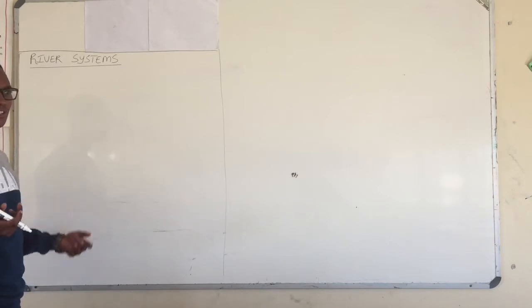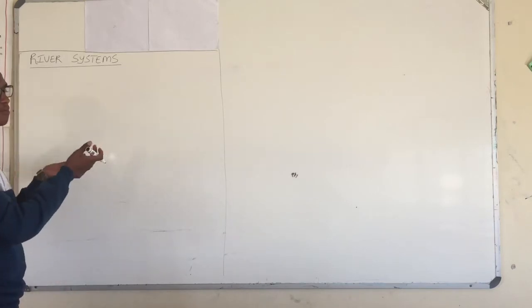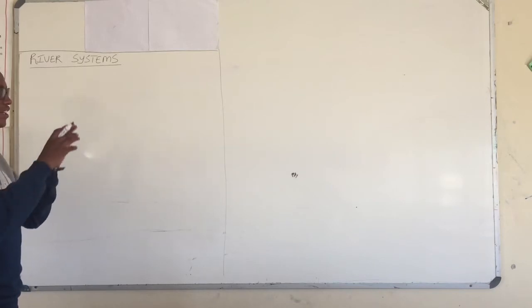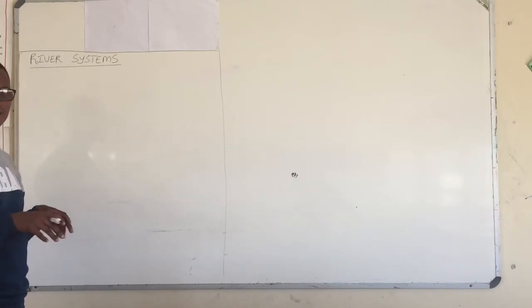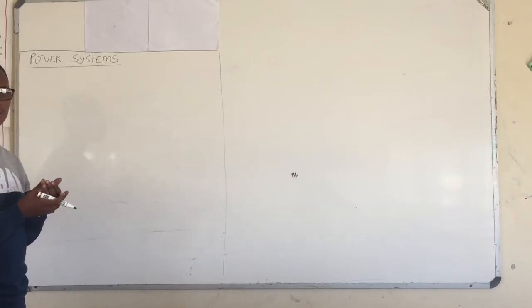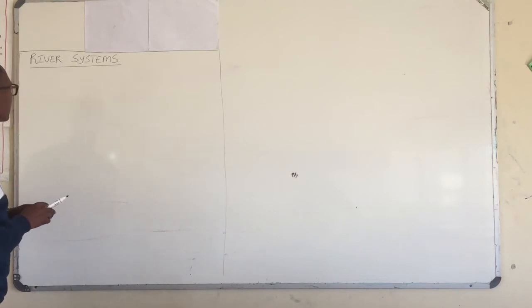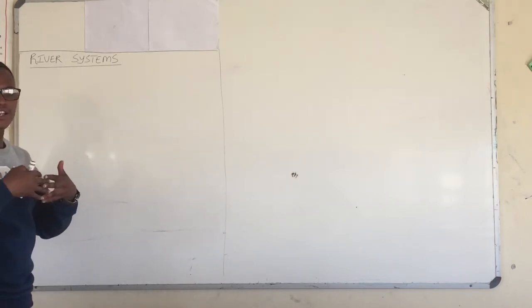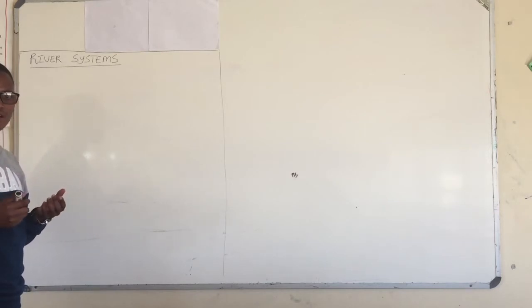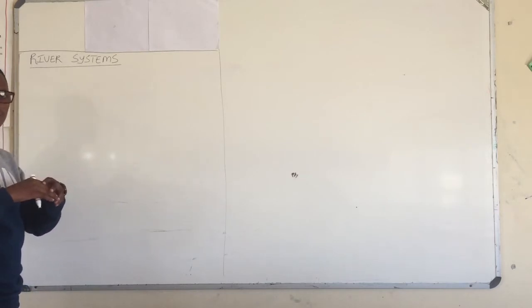For example, when you look at your sound system, it is made up of an amp, speakers, and a lot of stuff. That's why they call it a sound system. Here we'll be dealing with a system of rivers, so we'll be dealing with a river and all other aspects that are found in a river.